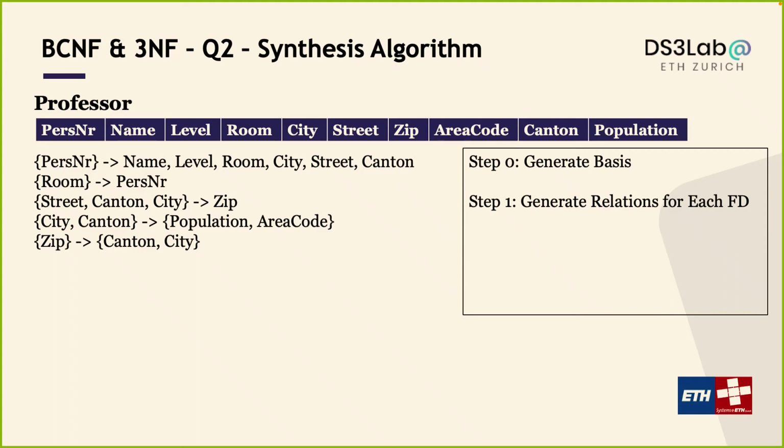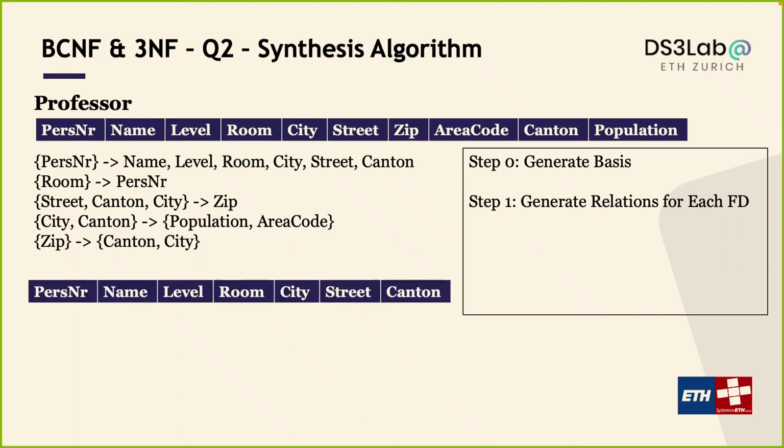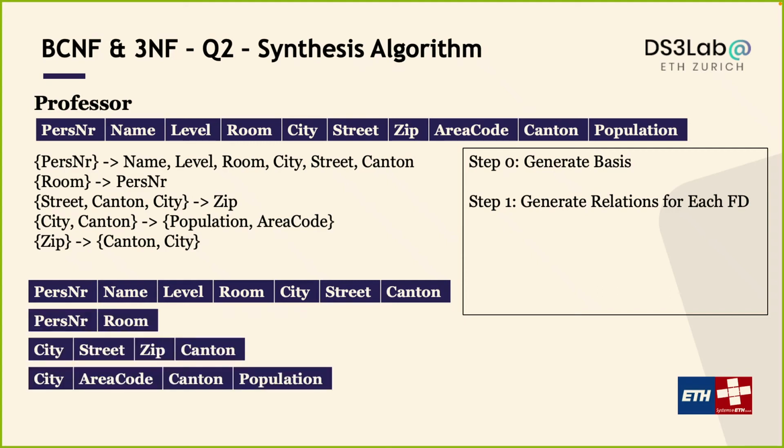And then what we are going to do is for every single functional dependency in this basis, you create a new one. The first one is for personnel number to name, level, room, city, street, and content. Then you have a relation that looks like this. The second one is room to personnel number. You have it like this. For every single functional dependency in the basis, you create a new relation. Okay, that's step one.